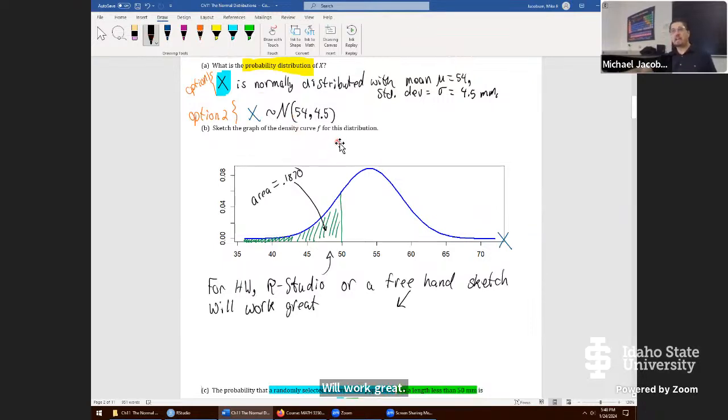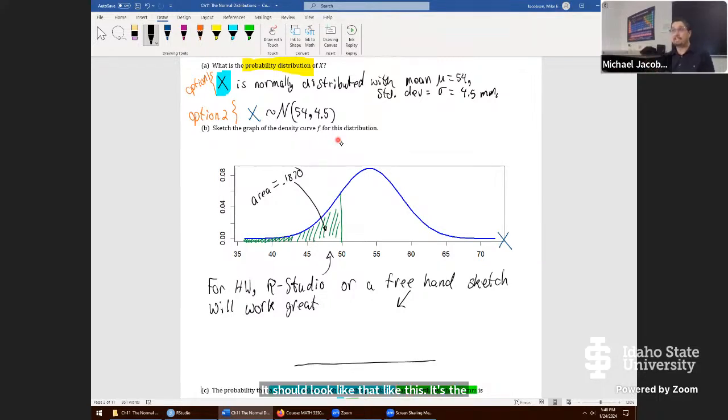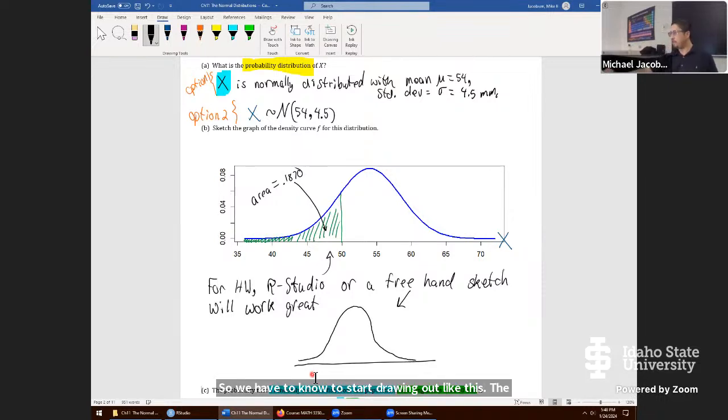So if it says sketch the graph of a density curve, that could be a concept question. It should look about like this. It's the density curve for the normal distribution, but because it's any density curve whatsoever, or let me say that better way, any density curve whatsoever can never dip below the x-axis. So we have to know to start drawing it out like this. The normal curve is symmetric, has that mound shape. And if you gave me this as your freehand sketch, I would say that's great. You could put in 54, and I wouldn't be worried about all of these values on the horizontal axis. That center would probably be really all I would ask. Does that make sense for that question or expectation so far, folks?